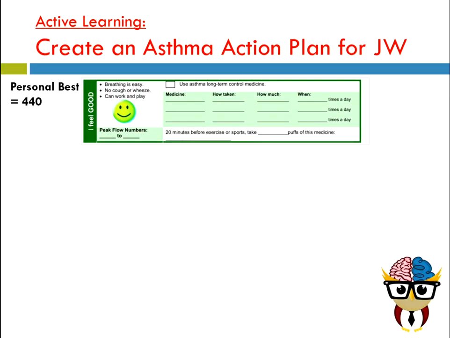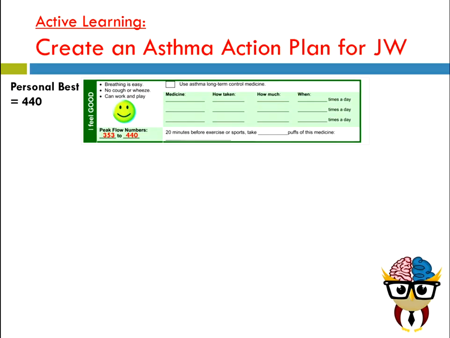All right. So the green zone, what would we do? It's 80% of 440, sorry. 352. So what is the green zone considered? Good. So 353 to 440. There is a spot that says peak flow numbers. That's where we would put that in for the patient. They blow their peak flow meter and they get to 400. What zone are they in?